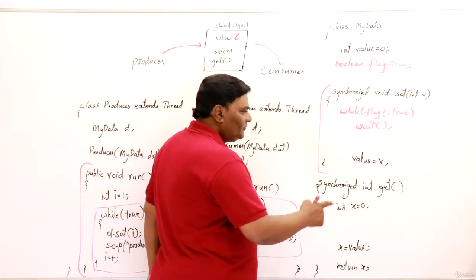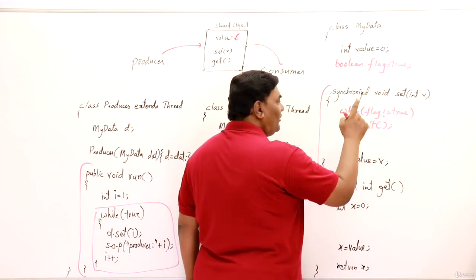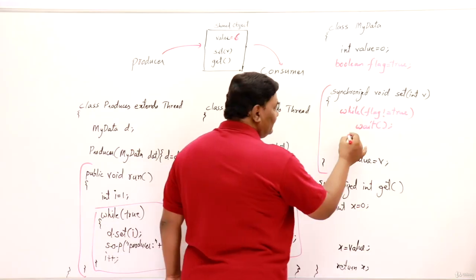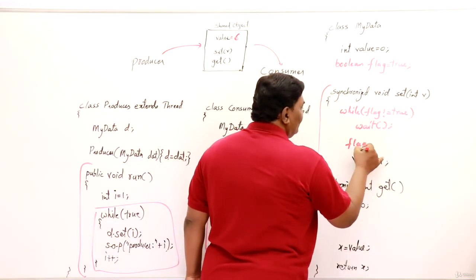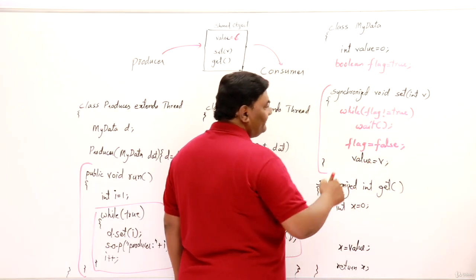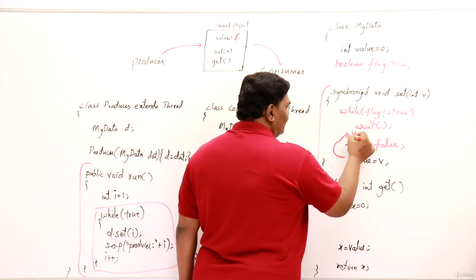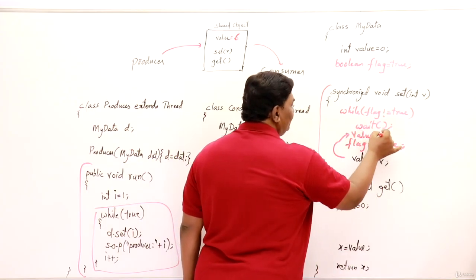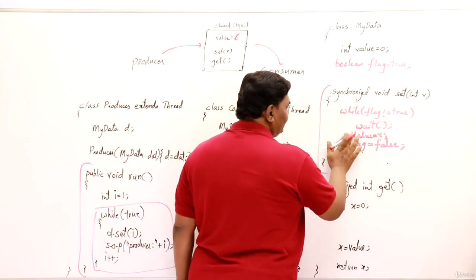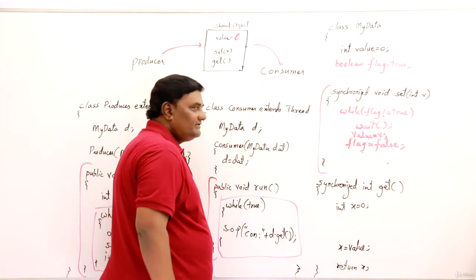Then next what does it have to do? It has to set the value and also make the flag false so that the consumer takes a turn. So let us write the code here. Flag is false and also set the value. Or else this should be done first. Value assign v. I will write value assign v, then make this false. This is better. First change the value, then set the flag as false.